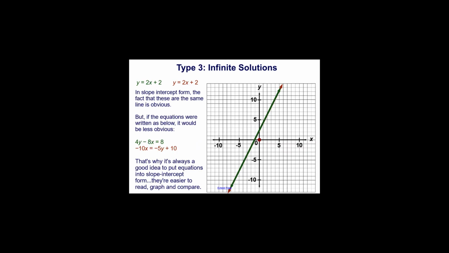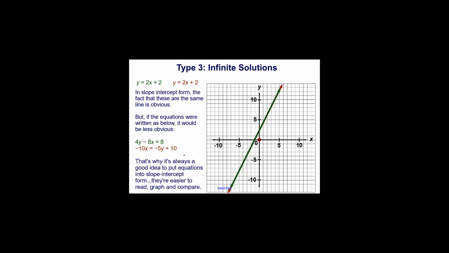Now, it's not always that easy. You won't always have your lines in slope-intercept form. In slope-intercept form, the fact that these are the same line is obvious. These are the same equation, y equals 2x plus 2, just literally in two different colors. But if the equations were written as below, if it was 4y minus 8x equals 8, and -10x equals -5y plus 10, it would be less obvious.